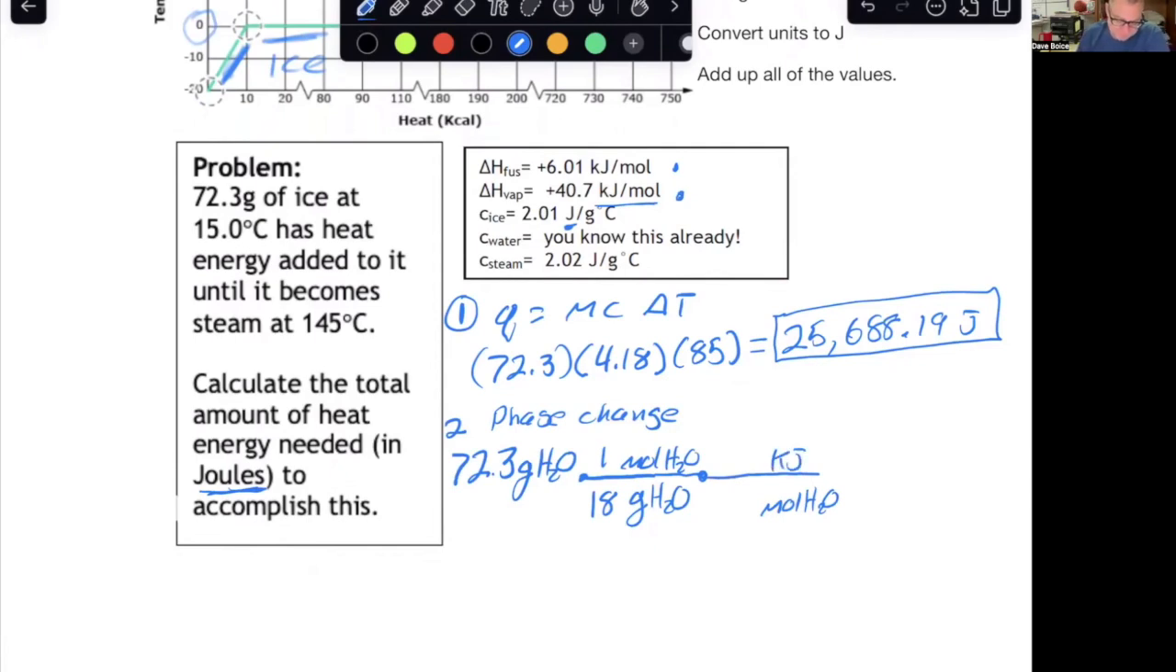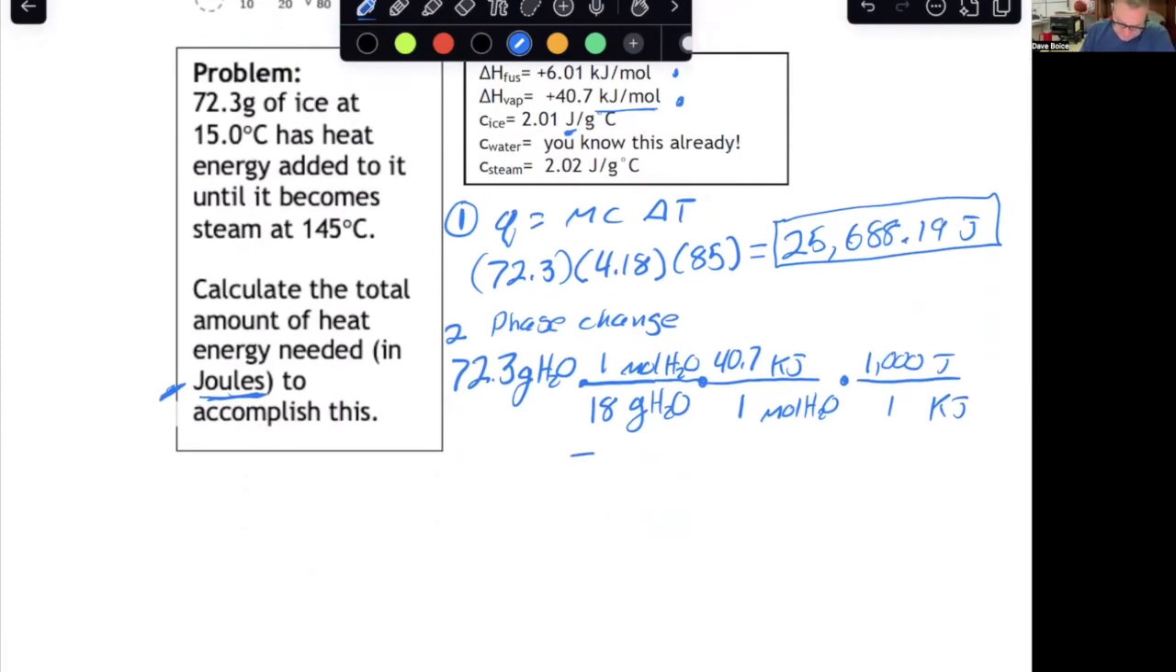Okay, and according to our delta H of vaporization, 1 mole of H2O requires 40.7 kilojoules of energy for this phase change. Now I'm going to do one final conversion here, and that is because I want my answer in joules. So I'm going to take kilojoules. Again, I'm bringing my unit down, and I'm going to convert that to joules. And 1 kilojoule is equal to 1,000 joules. K is 1,000.